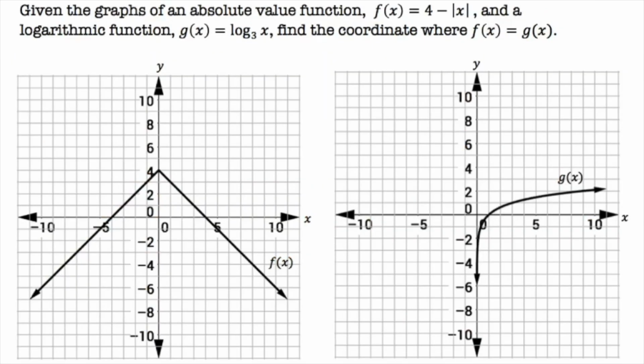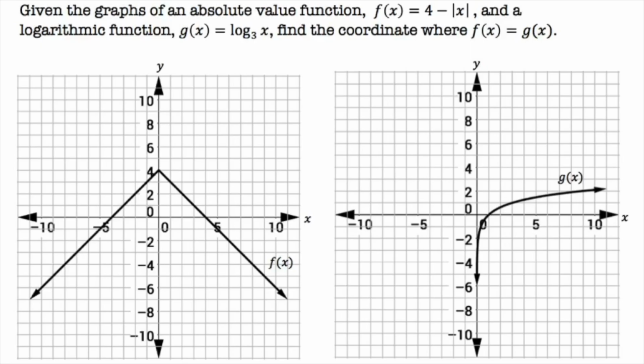All right, so for this one, they're giving you two graphs, and it says, given the graphs of an absolute value function, f of x equals 4 minus absolute value of x, and a logarithmic function, g of x equals log base 3 of x, find the coordinate where f of x equals g of x.